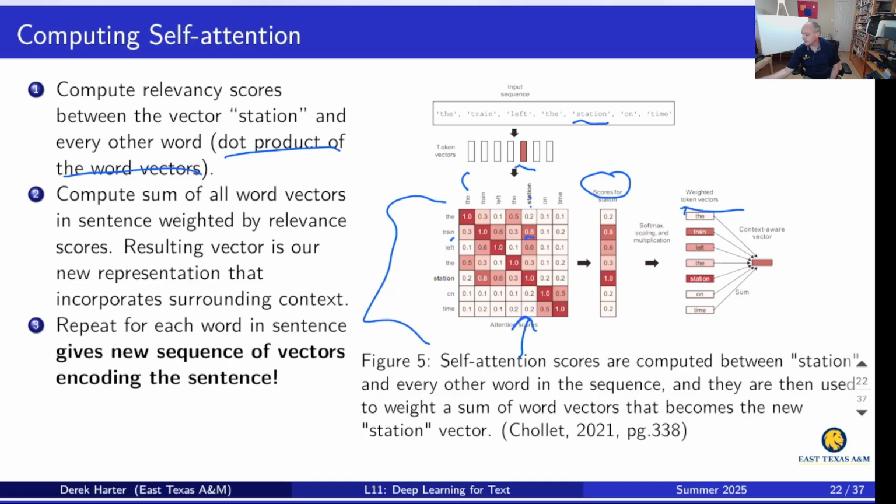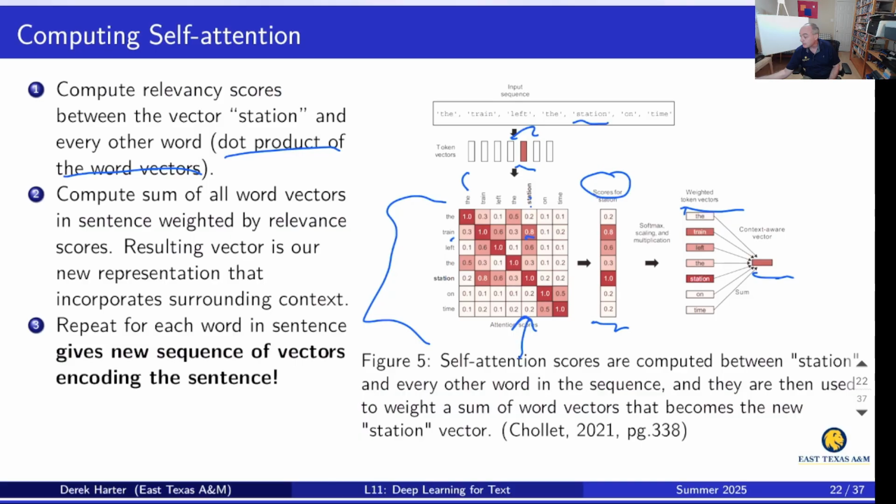The softmax and the scaling would result in a probability distribution, so the relevancy of all of the vectors to station would sum up to 1. Then we just sum up these vectors, and that's going to be our new vector. It's the actual vector that we use to pass on to our learning layers for station. So this is no longer going to be the same as the original embedding for station.